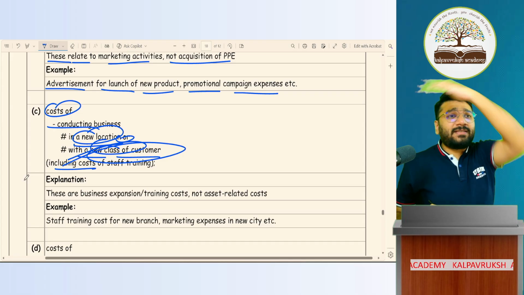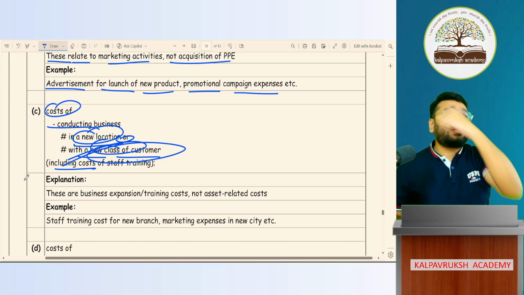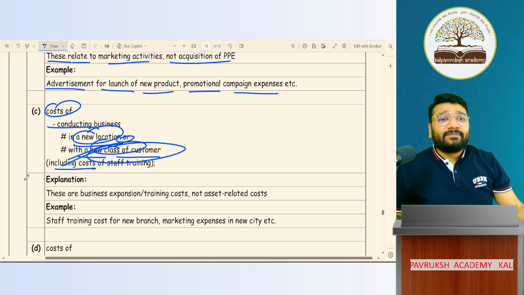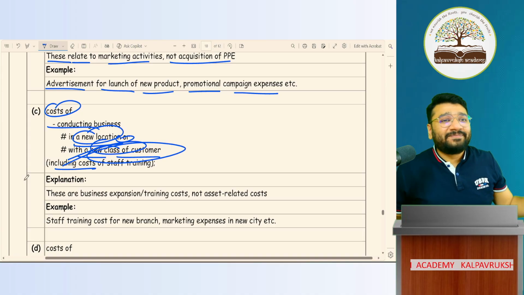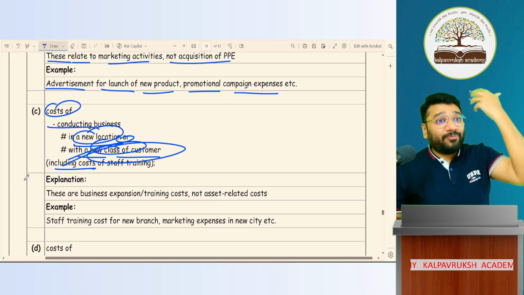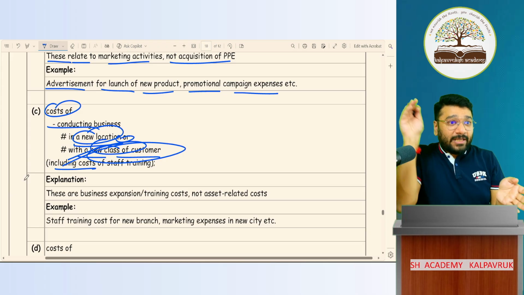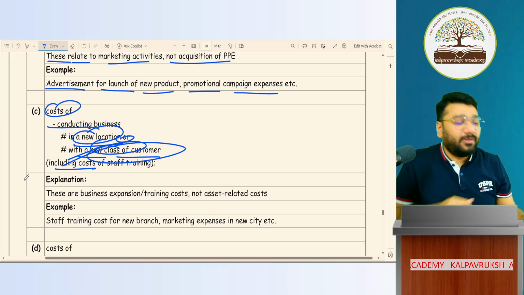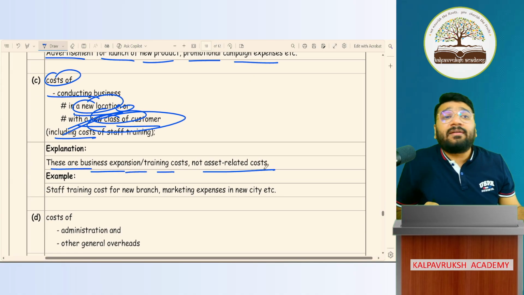For that, traveling charges, I went by flight, business class flight. I took staff also in business class flight. There I'll not drink normal water, only Breezer. For that, not one lakh, 100-200 rupees, 1 lakh rupees, 2 lakh rupees also spent. Will all that be a part of your cost of PPE? Can I capitalize all that to Coimbatore Academy? Not possible. These are business expansion training costs and not asset related cost.